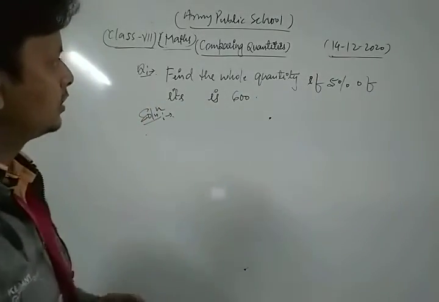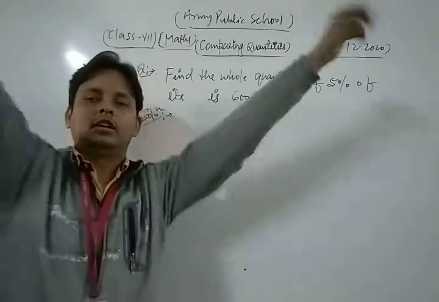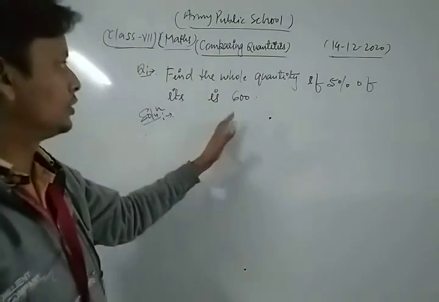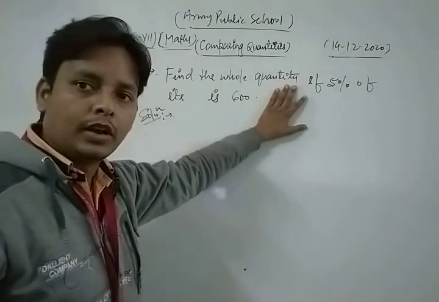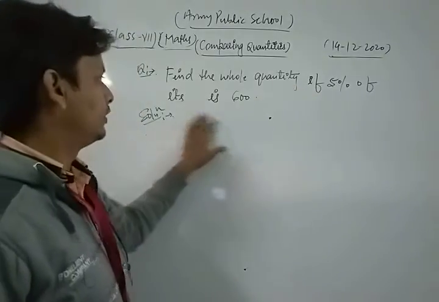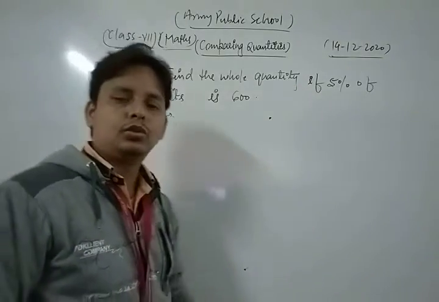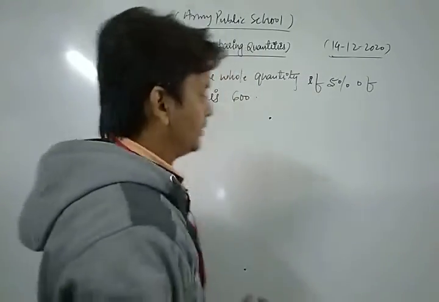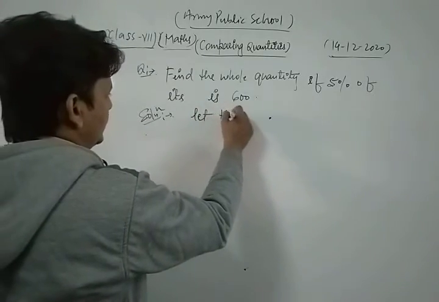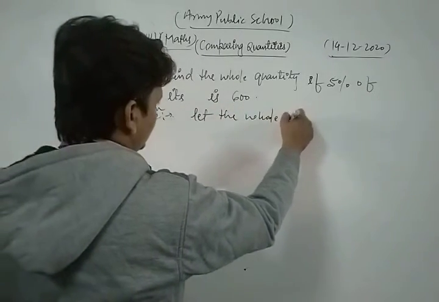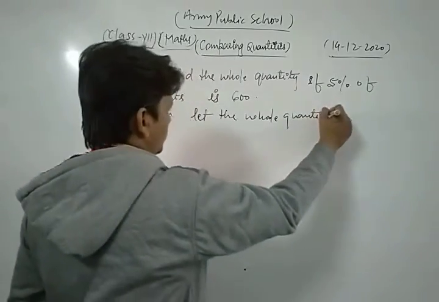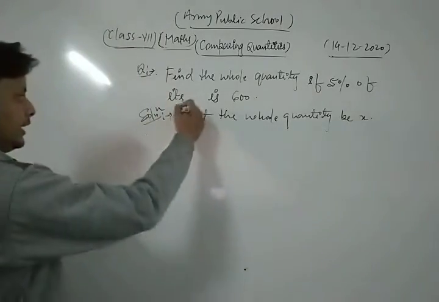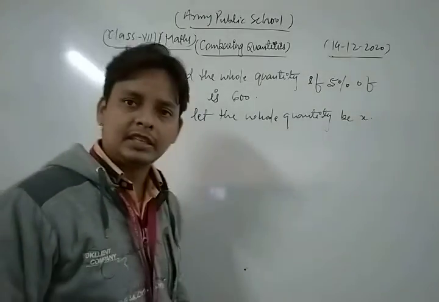Okay, dear students, this is a very important question based on percentage. Let's see its solution. In that question, we find the whole quantity if 5% of it is 600. In that type of question, first of all, let the whole quantity be x. First of all, we take: let the whole quantity be x.